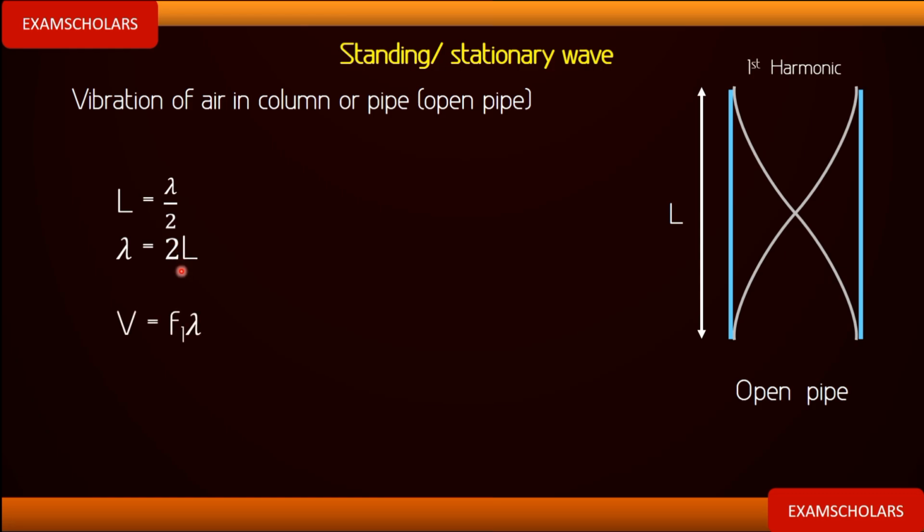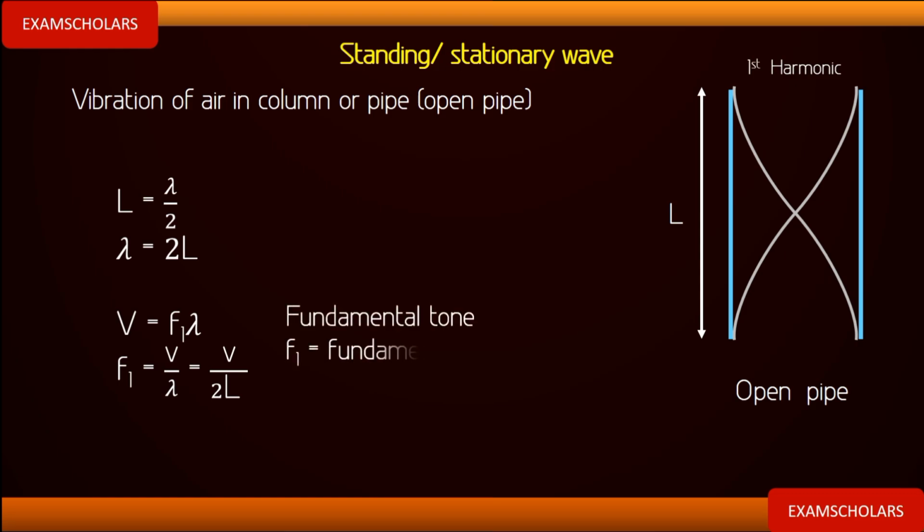V will be equal to what? F1 lambda, as I've explained in vibration of string, is similar. So you have F1 equals V over lambda, and that is equal to V over 2L. Let me be fast because it's almost the same thing as vibration of string. Now, fundamental tone: you have F1, first harmonic, and you have this.